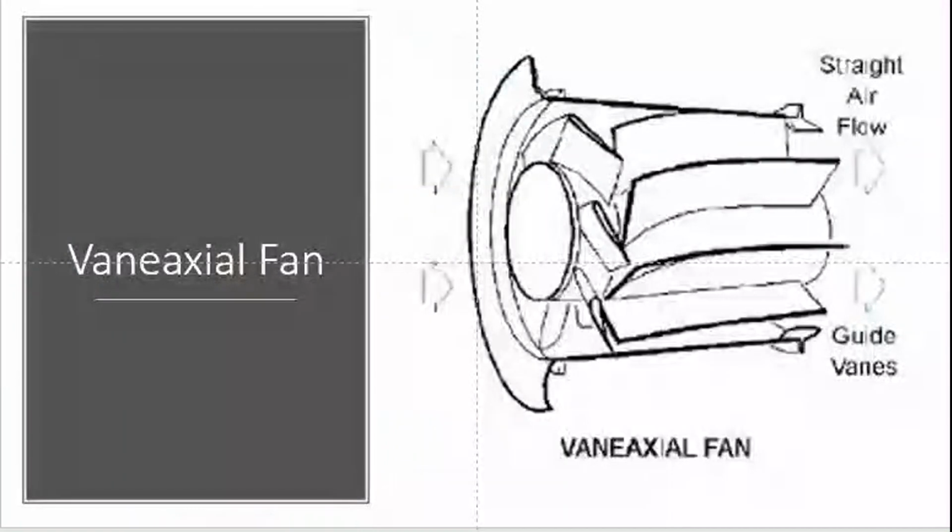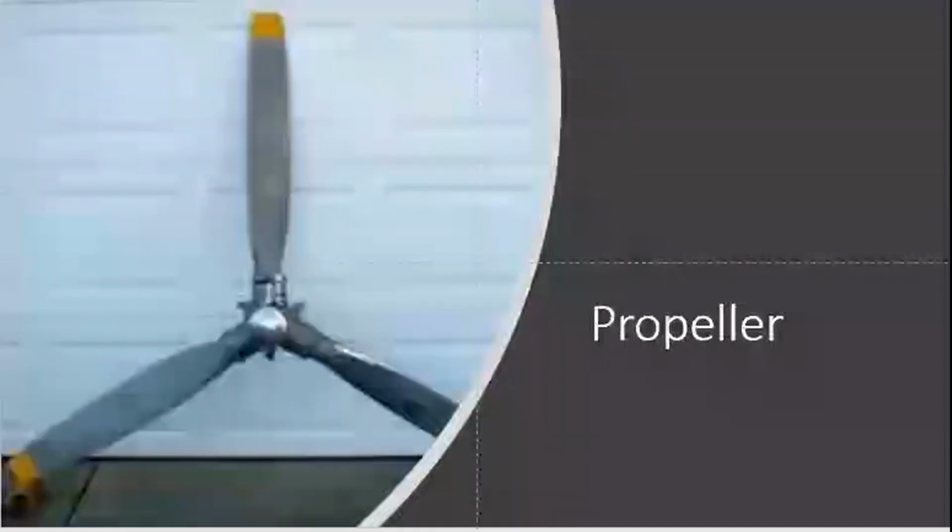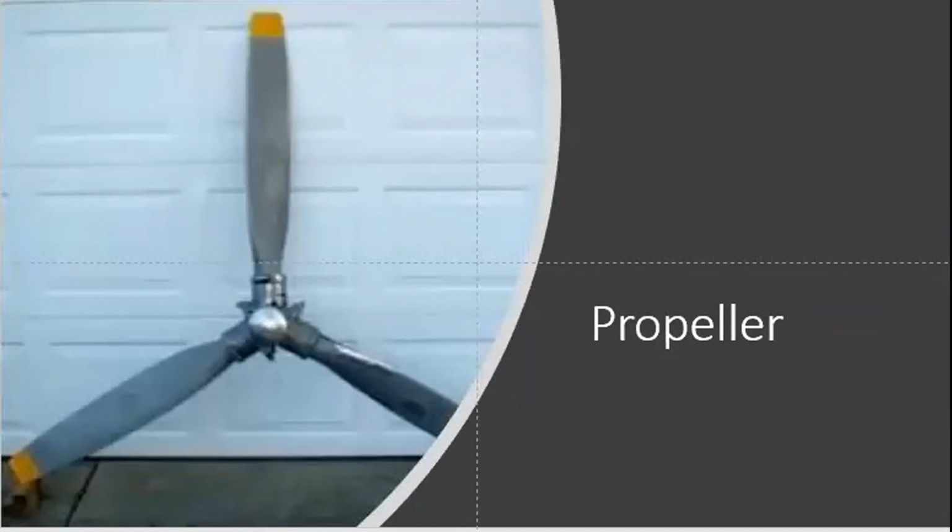So this is the vane axial fan. The previous one was tube axial. This is vane axial. For vane axial, we have impellers. After the impellers, you can clearly see there are guide vanes. Because of those guide vanes, we can make the airflow uniform, and also because of that, we can increase the efficiency. So this is a propeller, and this is a type of propeller which can be used in airplanes.